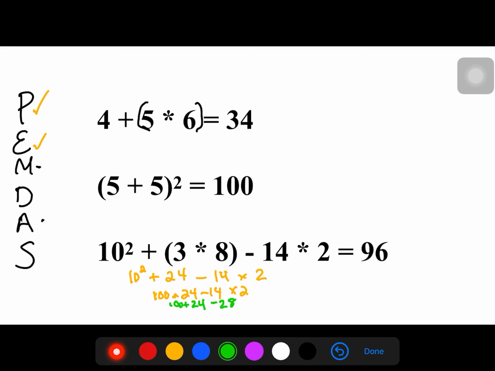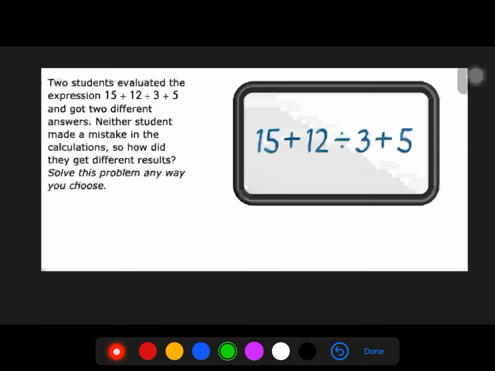100 plus 24. I'm sorry. So 100 plus 24 is 124 minus 28. And then that's where you get that answer. 124 minus 28 is 96.